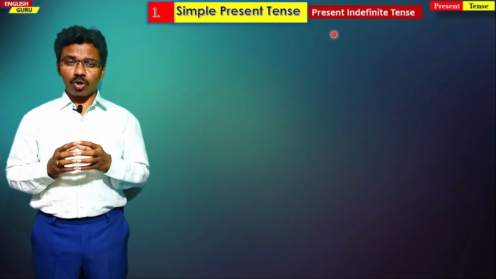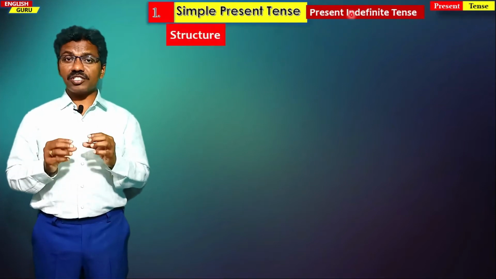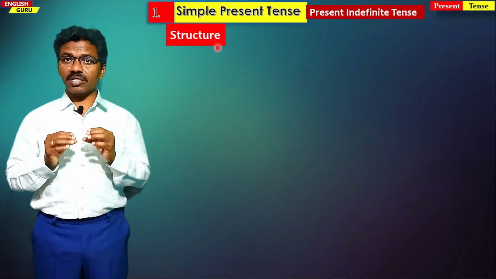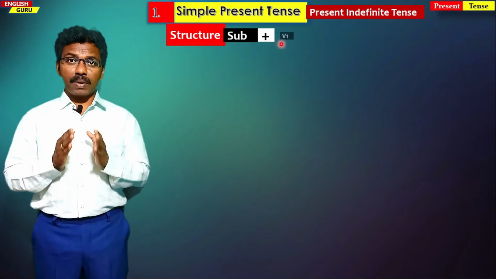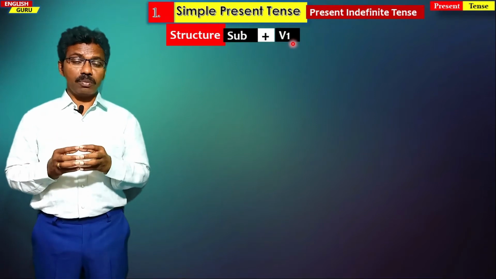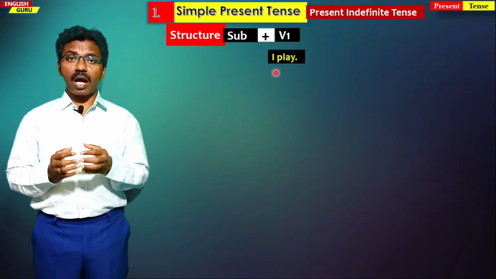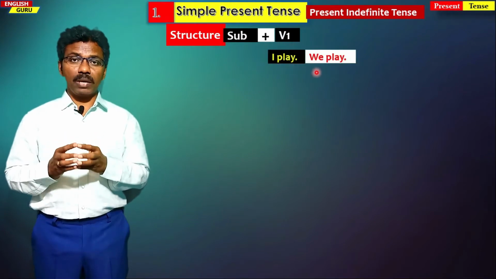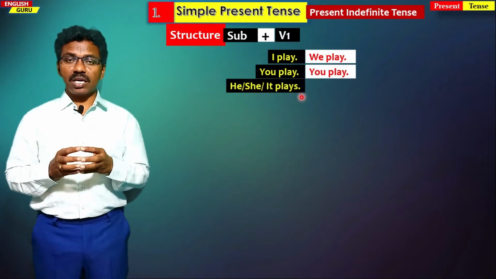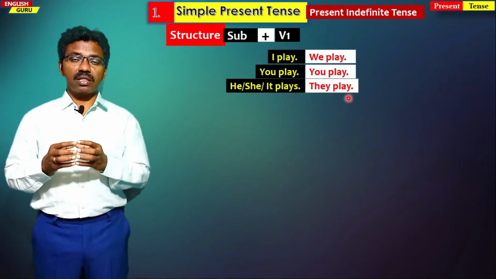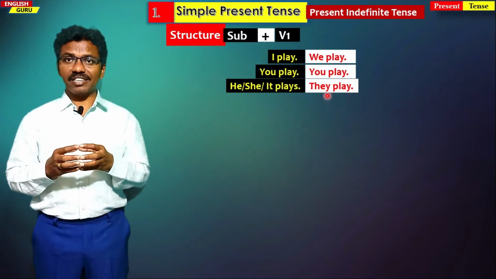It is also called as present indefinite tense, and the structure of a sentence in simple present tense is subject plus verb 1. Verb 1 is nothing but the first form of a verb. For example, I play, we play, you play, he, she, it plays, they play. These are all the persons, subjects we have in English language.